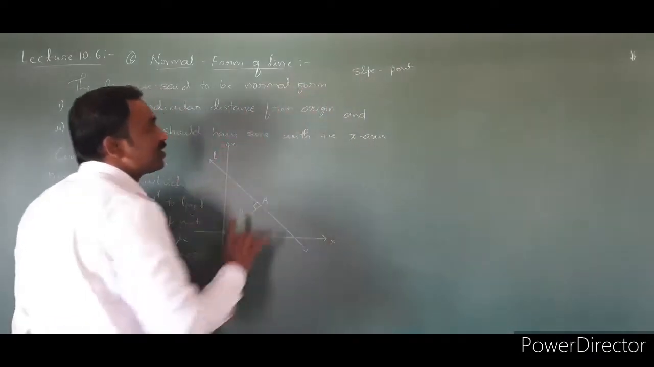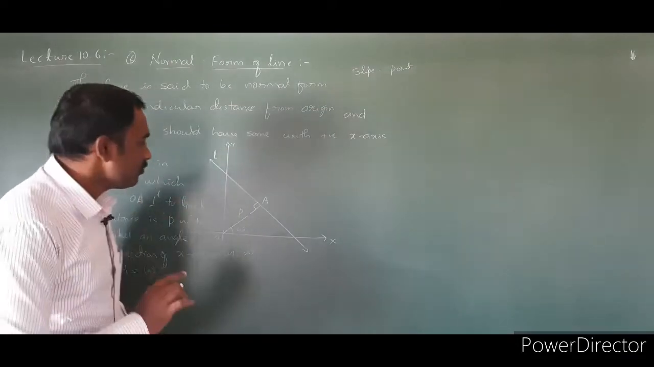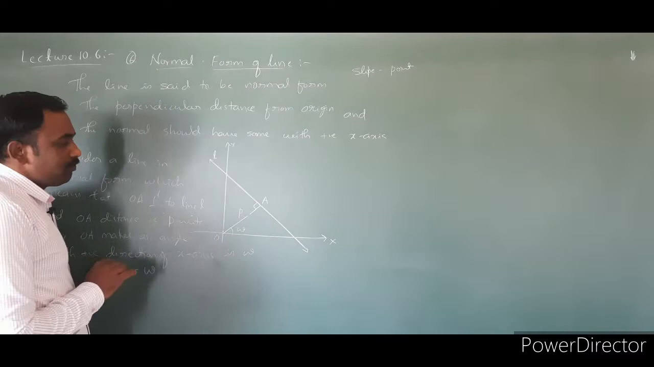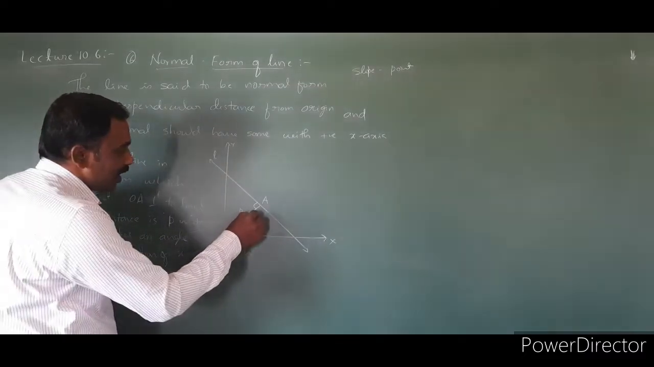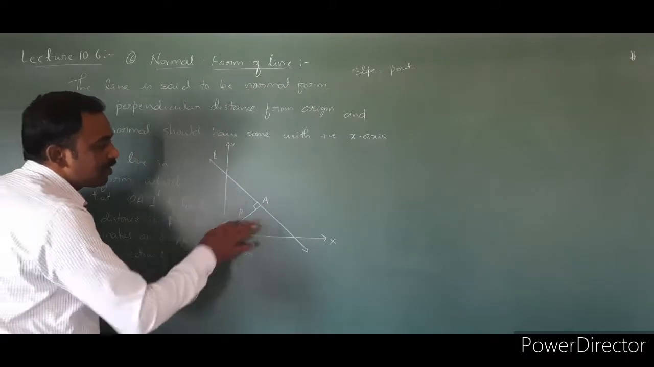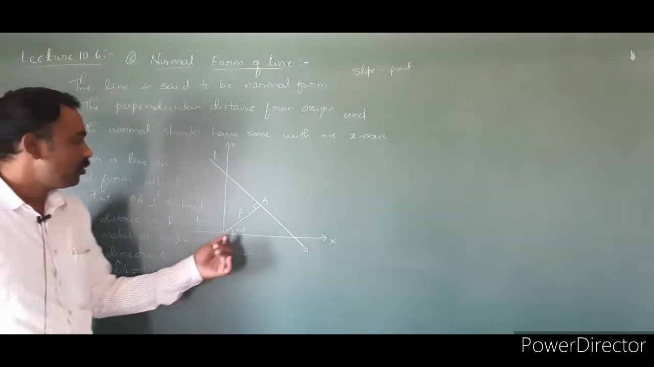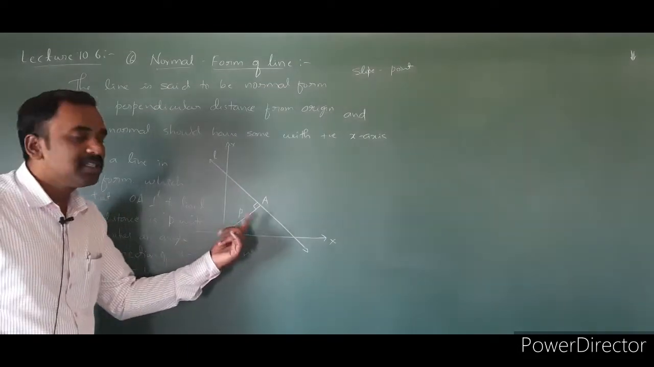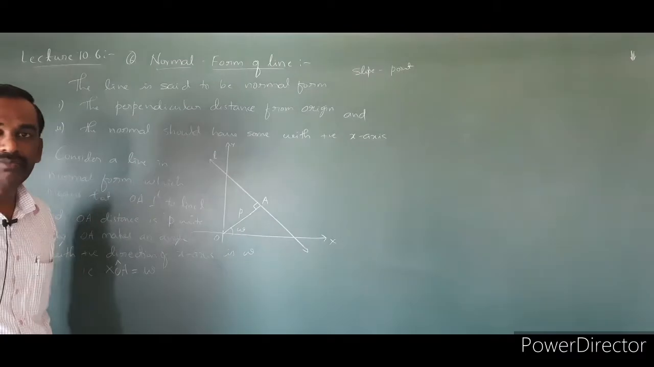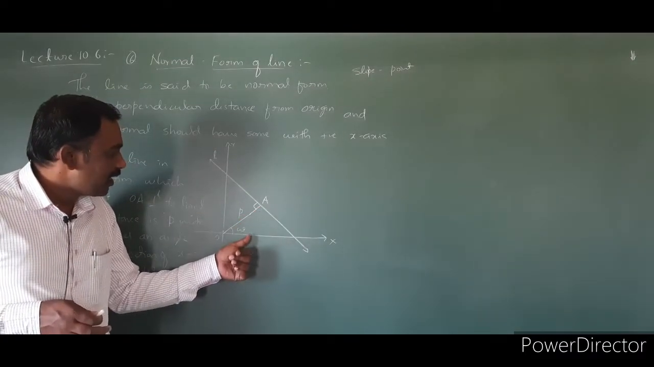We can easily get the slope of the line and one point on the line. How do you find the slope of the line? First of all, OA is perpendicular to the line L. We can easily find the slope of the perpendicular OA, because OA is making an angle omega.